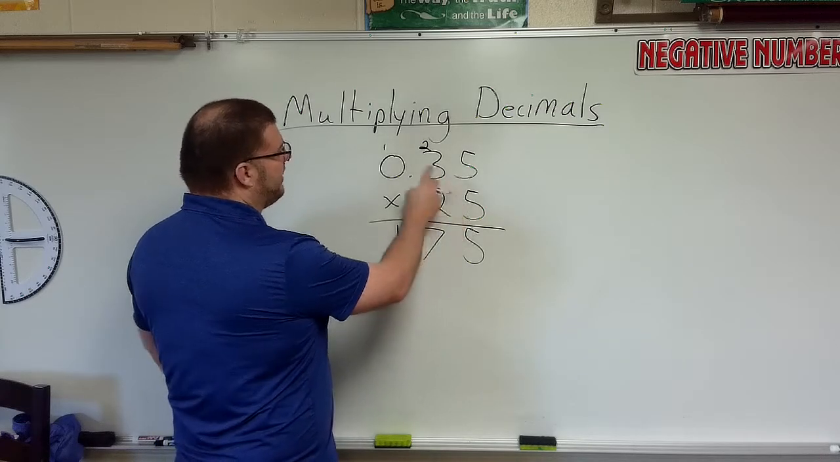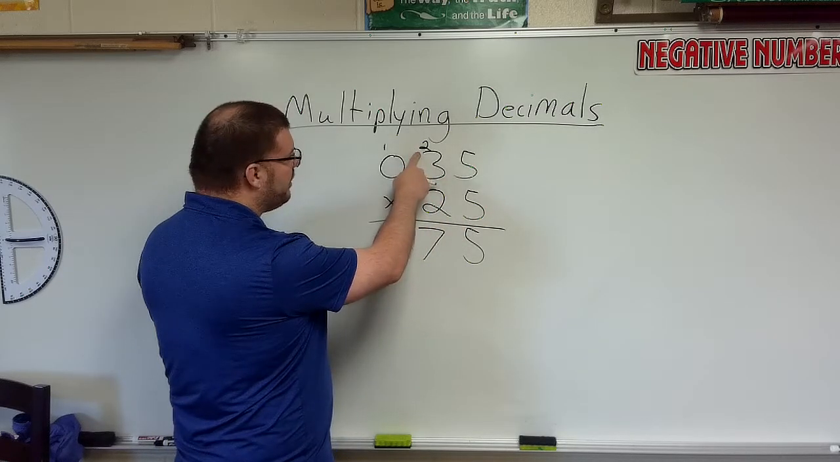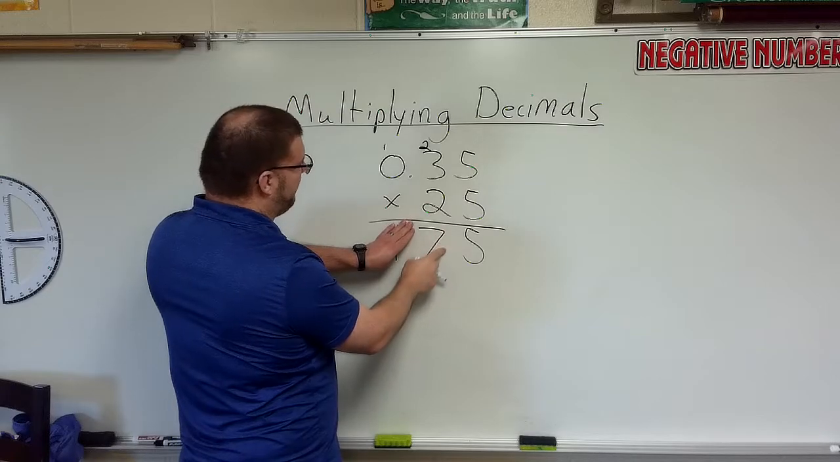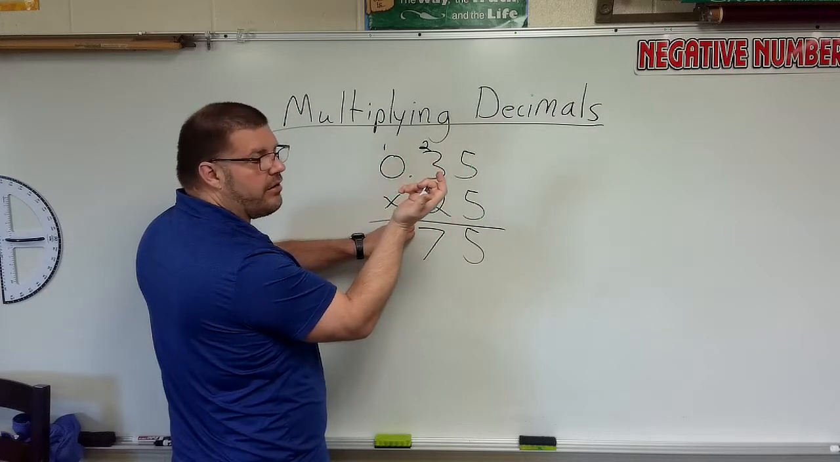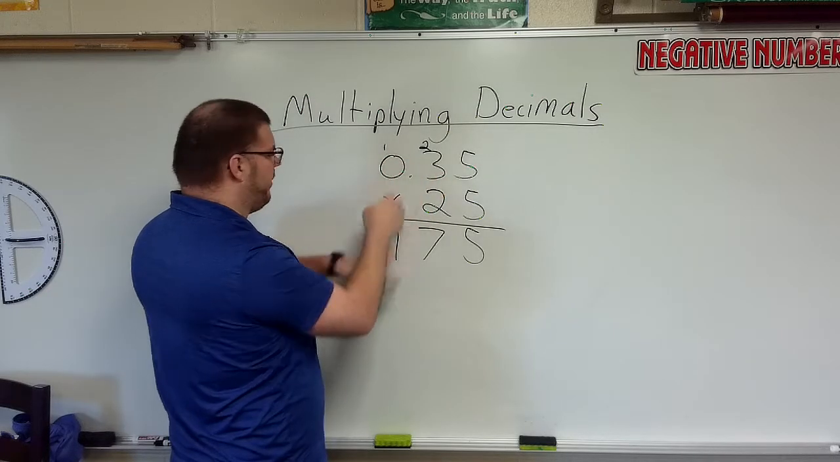So again, you did 5 times 3 was 15. Add the 2, you get to 17. So you put the 7 down and you put the 1 up. Then 5 times 0 is 0. Then add the 1. 0 plus 1 is 1.